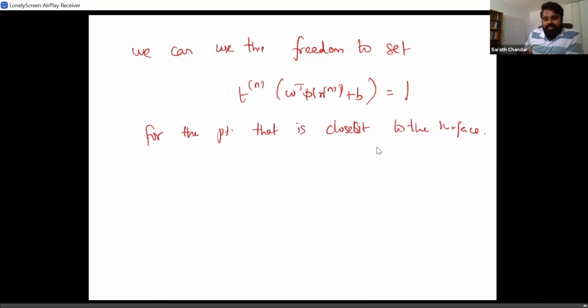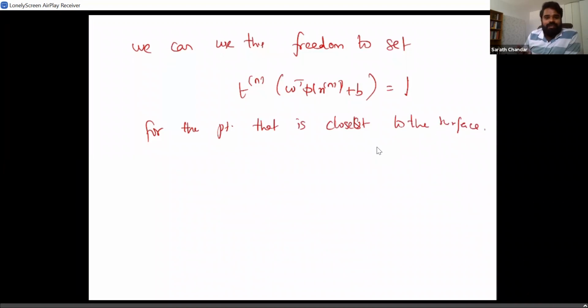Since it doesn't matter if I rescale W and B, I'm going to rescale them in such a way that the margin, which is basically the minimum distance between the decision surface and the closest data point, is set to 1. This is without loss of generality.